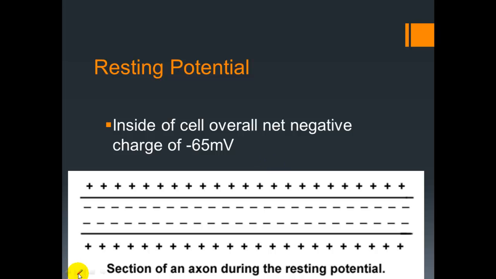The inside of the neuron, remember we're talking about a cell. A neuron is a cell. The inside is going to be negative 65 millivolts. Little m, big V for volts, is going to be overall negative. The outside is going to be overall positive. So this black line here on both sides is representing the cell membrane, and this is the inside of it, and this is the outside of it.